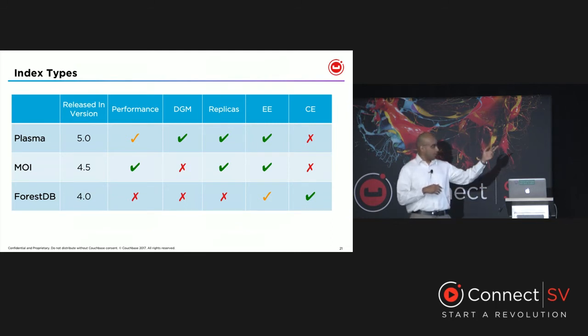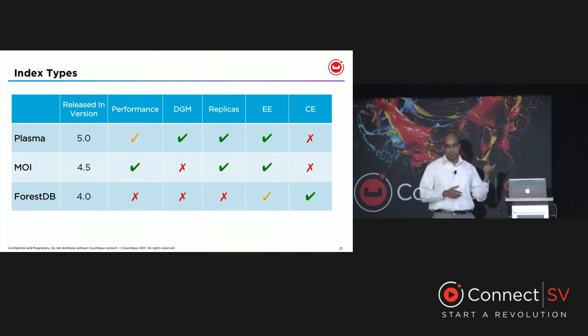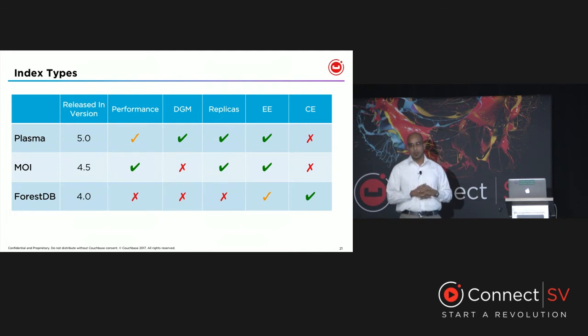Performance. The reason why MOI is in green is, since everything is in memory, you get really fast speeds. But Plasma is in orange because it is almost as good as MOI in certain cases, when the mutation rates are very high. If you see the subsequent column, DGM, MOI goes into a pause mode when you run out of memory, whereas Plasma continues to operate as is, which is a very big value prop. And we have seen almost 85 to 90% similar performance with Plasma compared to MOI in most of the customer workloads. In fact, it's more than 90% in some cases.